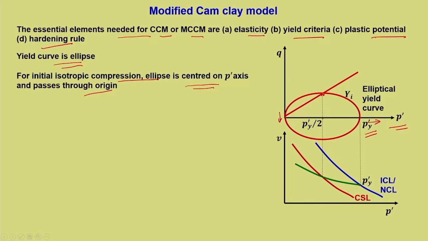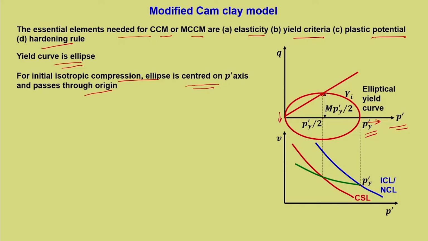Please note, these are very important aspects which you need to keep in mind, that is when the yield curve touches the critical state line, that corresponds to this loading unloading line which is unloaded from p'y. Now, p'y is the extreme point of this ellipse. Now, this is true for any bigger ellipse as the effective stress path moves ahead. Definitely this particular point will be M into p'y by 2, provided that is the failure point.